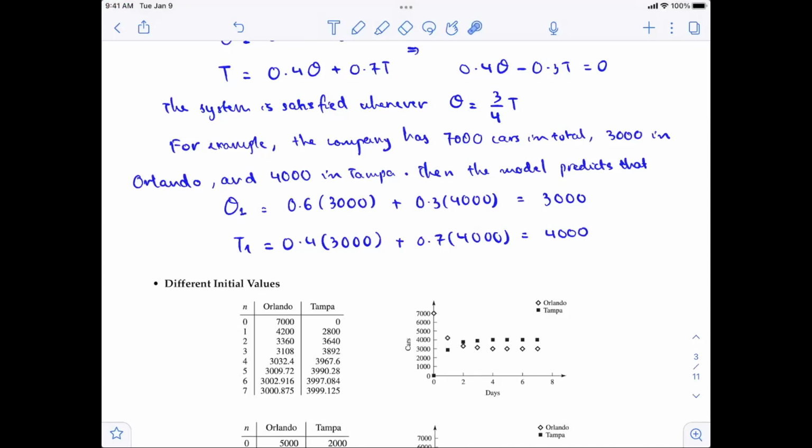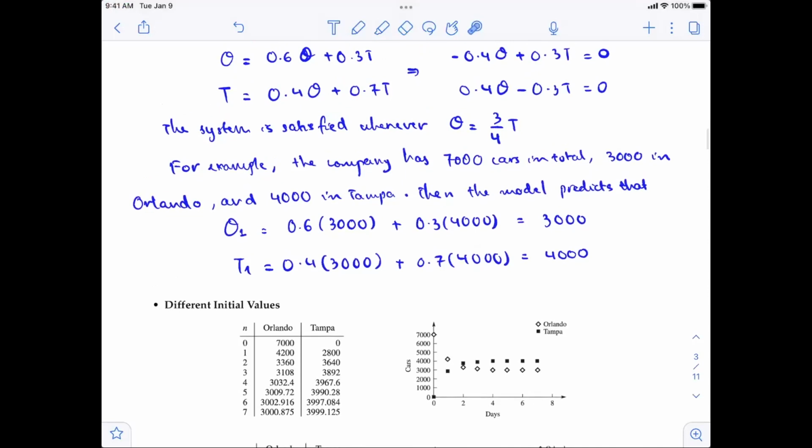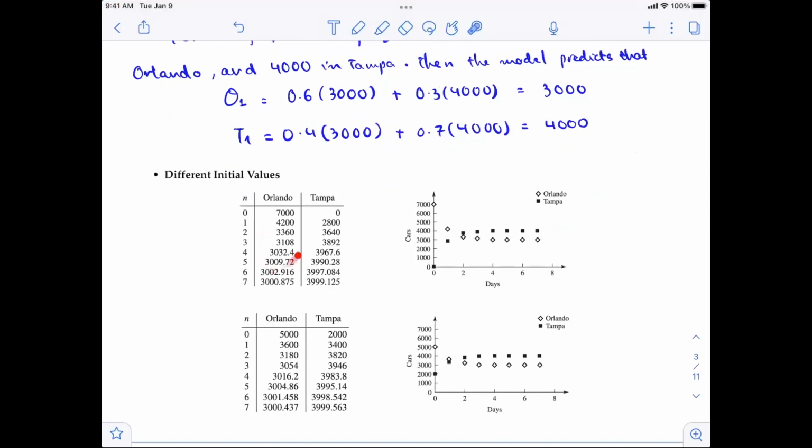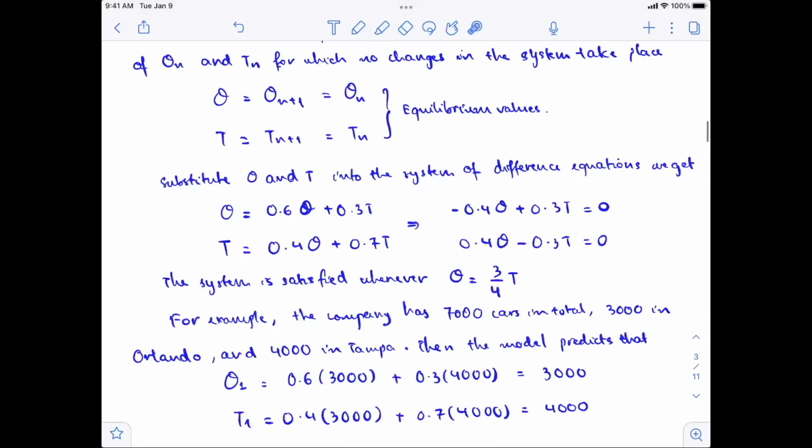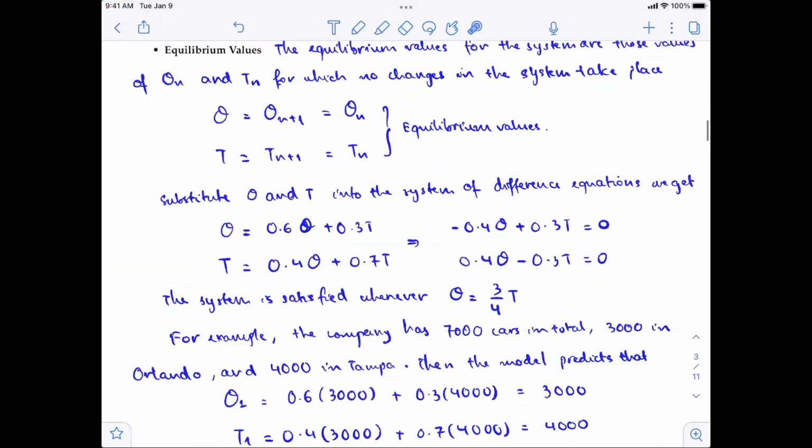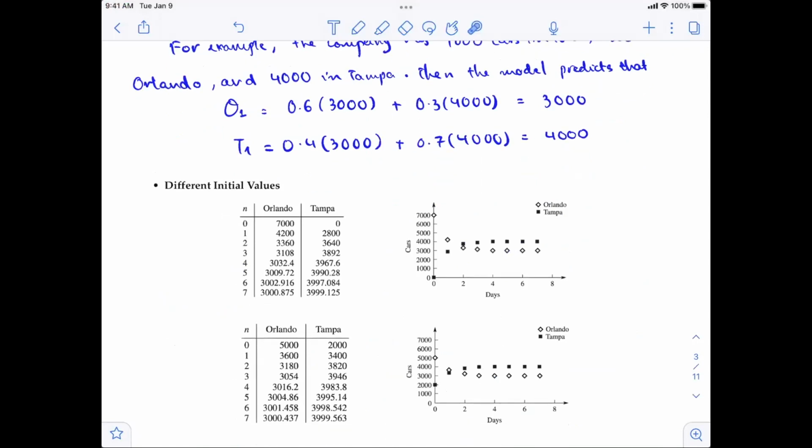Okay. Now we're going to explore different values of the initial conditions. So I assume that in this case, you start with 7,000 cars in Orlando and no cars in Tampa. And after a long period of time, after a few weeks, right? So n is the number of days. After a few days, after a week, you can see that the system goes back to the equilibrium point, which is 3,000 for Orlando and 4,000 for Tampa.